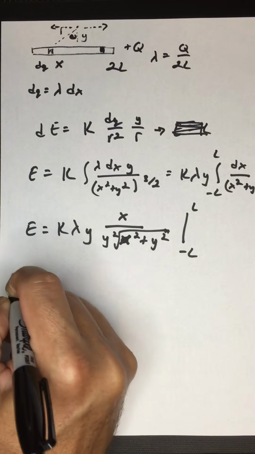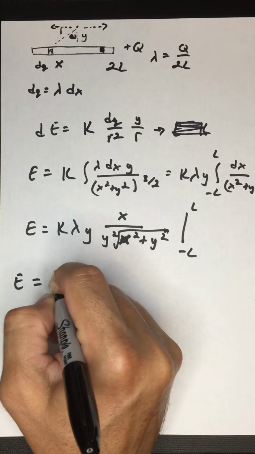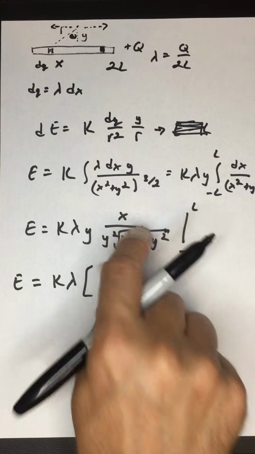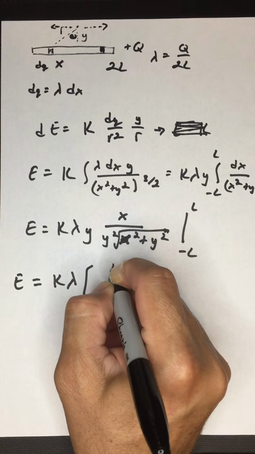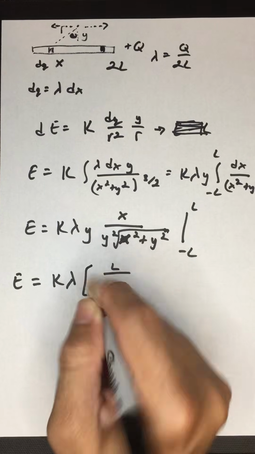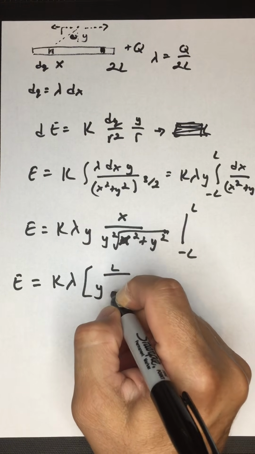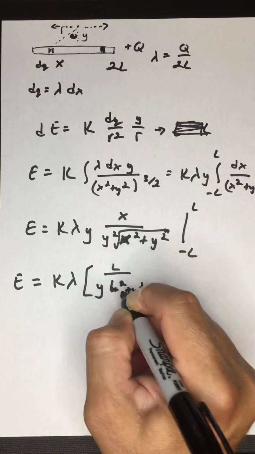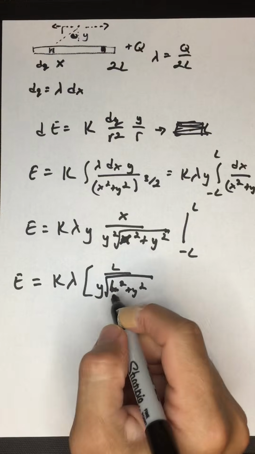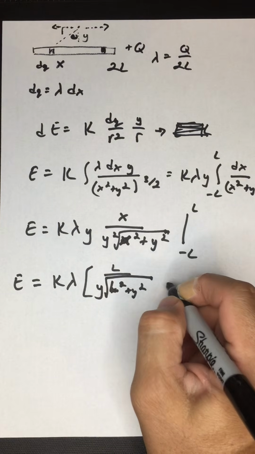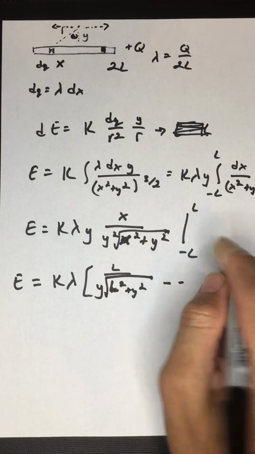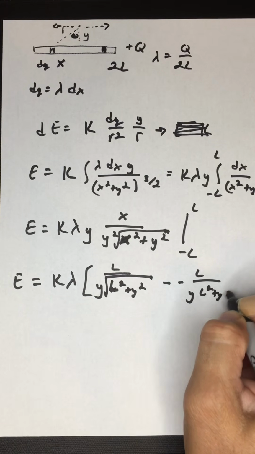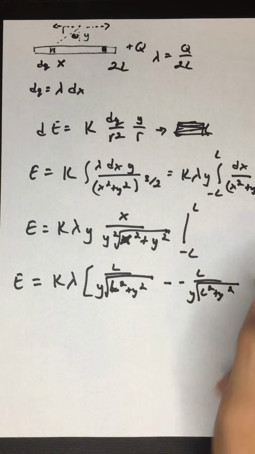So the electric field is equal to k lambda. And then plugging in L at the top, I get L over y. I'm just left with one y times the square root of x squared plus y squared. Sorry, that should be L squared. See, I said I'd clean it up and I messed it up again. Minus negative L over y, the square root of L squared plus y squared.